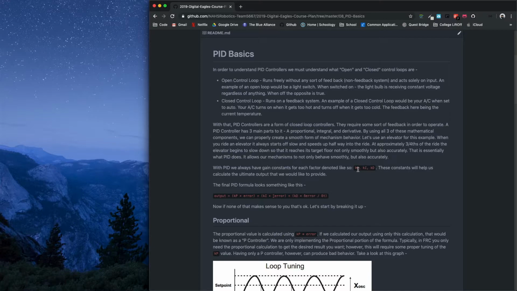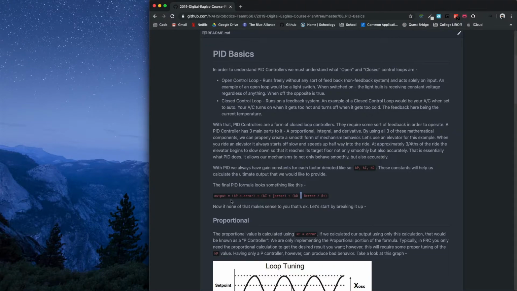And there's a KP, KI, KD. What do they stand for? It stands for K proportional, K integral, K derivative, K being constant, right? So these are gains, and they essentially help us calculate the output. So the final formula looks like this.